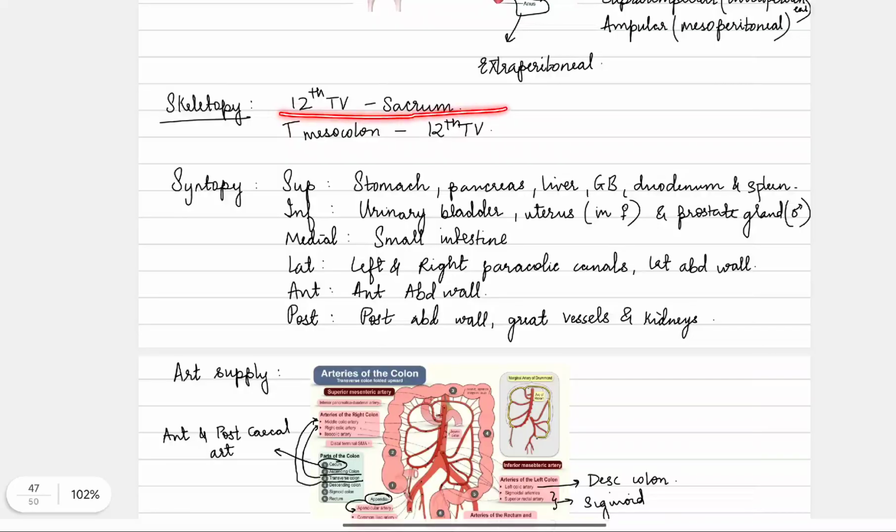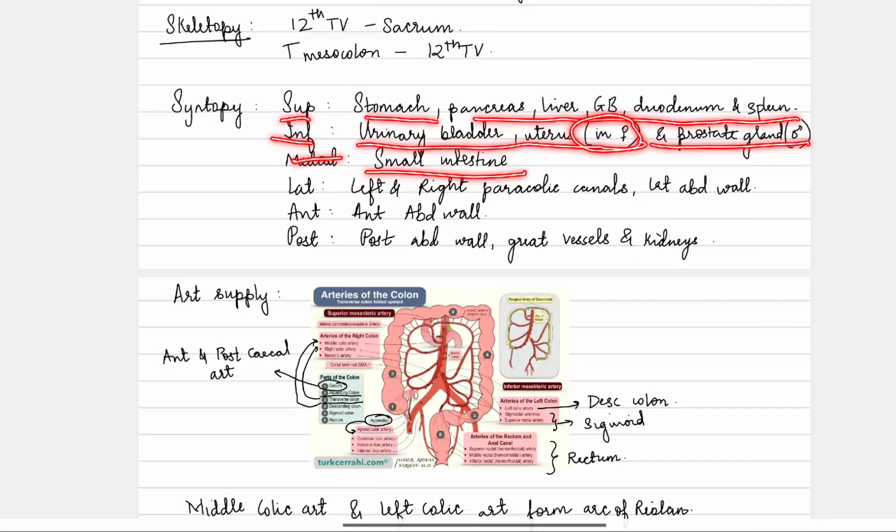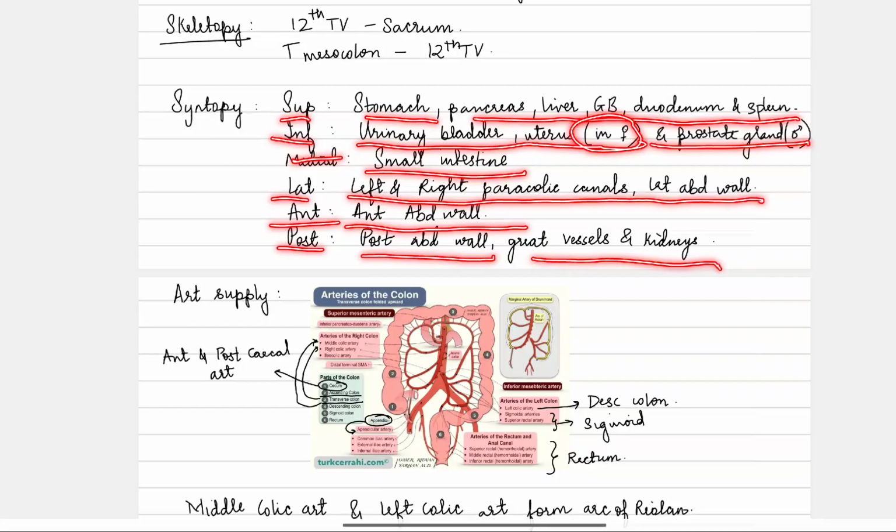Skeletotopy is 12th thoracic vertebra to the sacrum, transverse colon to the 12th thoracic vertebra. Superiorly there is stomach, pancreas, liver, gallbladder, duodenum and spleen. Inferiorly there is urinary bladder, uterus in female and prostate gland in male. Medially there is small intestine, laterally left and right paracolic canals, lateral abdominal wall. Anteriorly there is anterior abdominal wall, posteriorly posterior abdominal wall, great vessels and kidney.